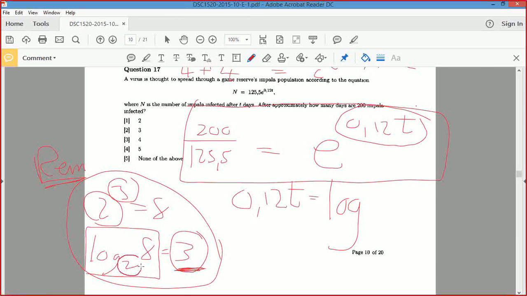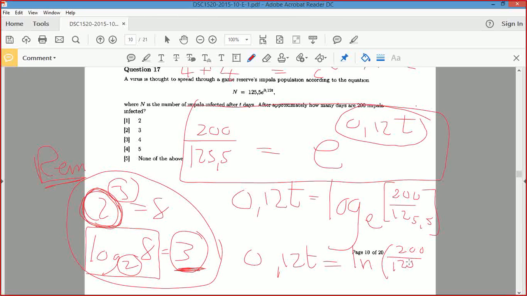Okay. What is the 2 here? It's that. What is the 2 there? It's the base. What's the base in this equation? E. Yeah. What's the answer in this equation? The 200 divided by 1.25. Yes. Okay, so now solve for t. Okay, so it's going to be ln 200 divided by 1.25.